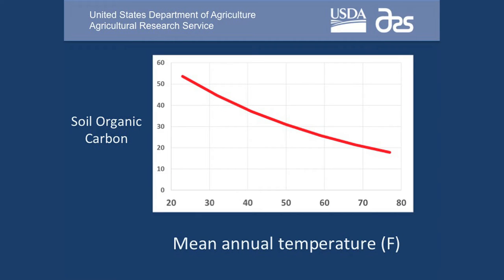It's a different story with mean annual temperature. If your average temperatures are below freezing, around 25, that's average year-round day-night temperatures, if it's a cold climate in general, then you're going to have more soil organic carbon. As your average temperature gets warmer, so we're probably about 50 degrees, the mean annual temperature, the soil organic carbon tends to decrease. This is just looking at the soils and the data that we have.